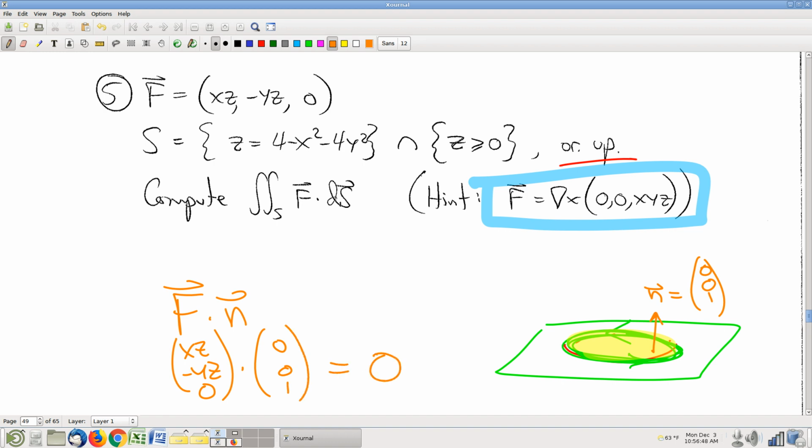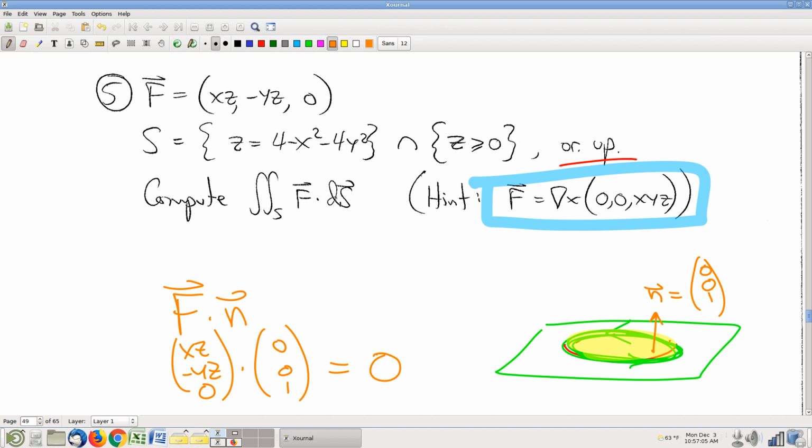So that's flux. Super easy to compute. So this problem is a wonderful application of Stokes' theorem, and it's a wonderful application of surface independence. Everybody good?